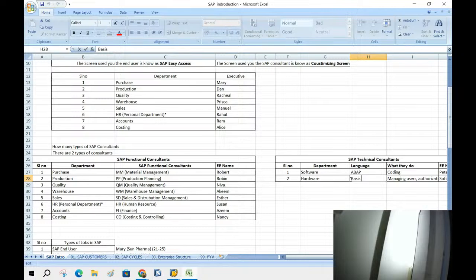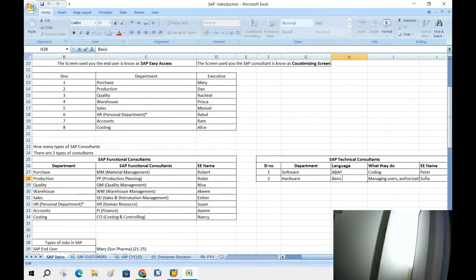Creation of user, what screens he is authorized to see, and every day the work's backup has to be taken into magnetic tapes. All this is the job of the basis guy. He is the one who is going to connect the printer, fax machine. He is going to configure the email with the software for your sales order or purchase order to go to the customer or to the vendor. Right?